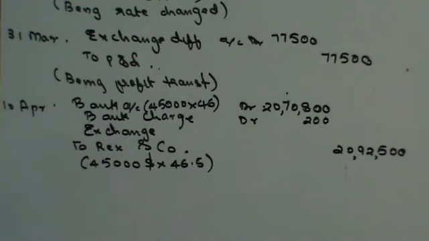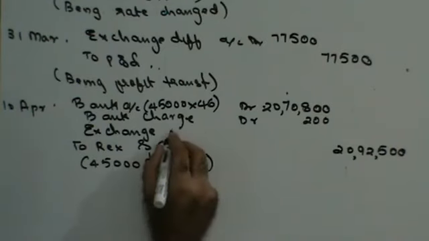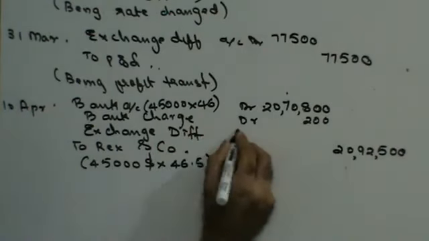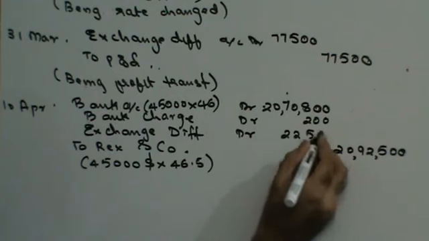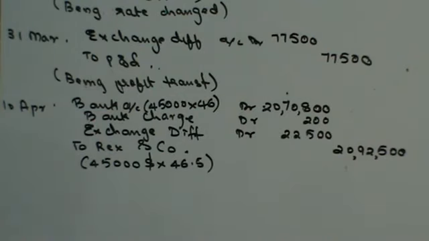20,70,000. Right? The total credit is 20,92,500. Right? 22,500. Exchange difference account debit 22,500. Right? That was 10th April. Now, on 31st March, you need.